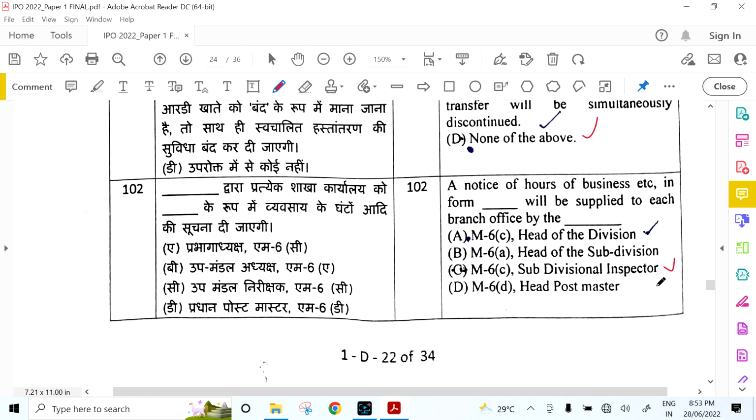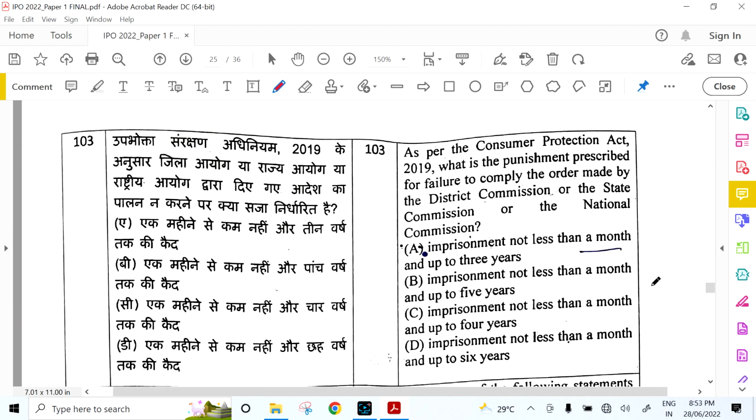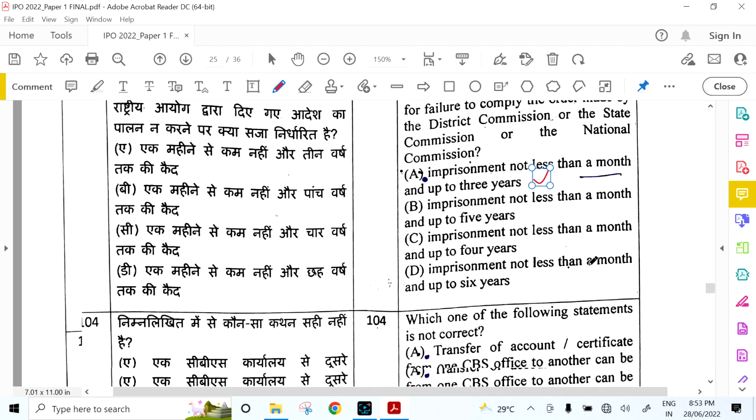M6C and subdivisional inspector. It will be, and this question is from BO rules. As per Consumer Protection Act 2019, what is the punishment prescribed for failure to comply with the orders by the District Commission or State Commission or National Commission? Imprisonment not less than and up to 3 years is the correct answer.